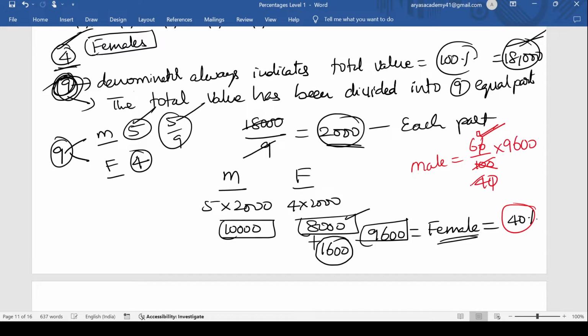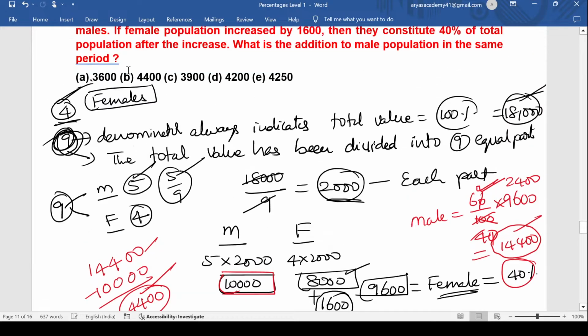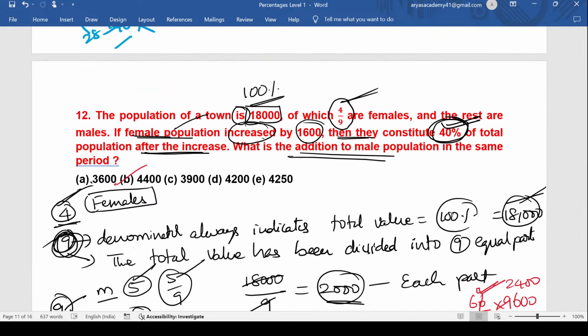9600. 0, 0 cancel. 4 will go exactly 24 times. So 6 into 24, 6 2s are 12, 6 4s are 24. So the new male population becomes 14,400. Original male population is 10,000, but new male population is 14,400. So if you subtract the old male population from the new male population, you will get the difference, or the number of males increased by 4,400, which is option B. So the number of males increased by 4,400.